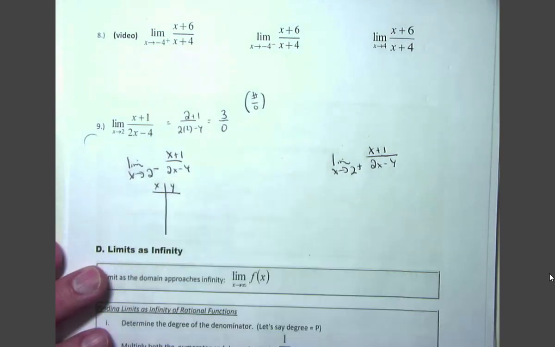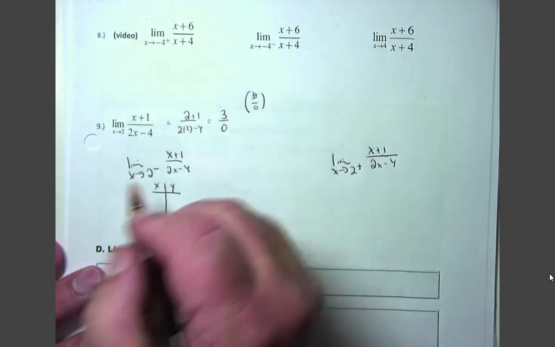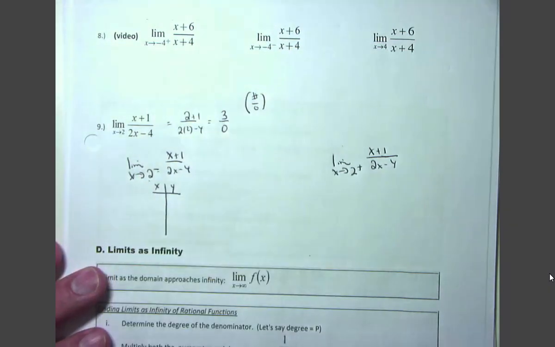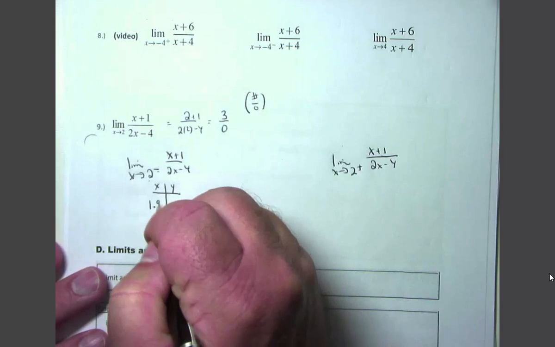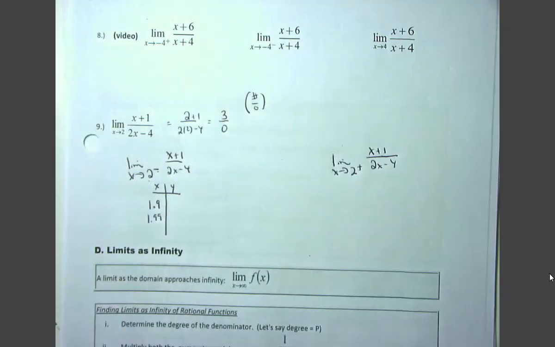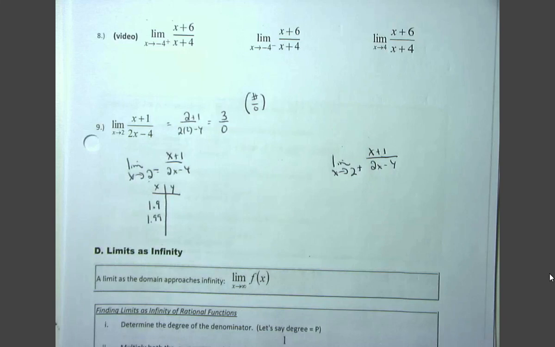What number am I approaching? Two, from below. What's the number slightly less than two? 1.9 and 1.99. You've got to show a pattern. All you need to do is about two problems. You know the answer is either going to be infinity or negative infinity when it is one-sided limits. You just got to figure out what direction you're going.